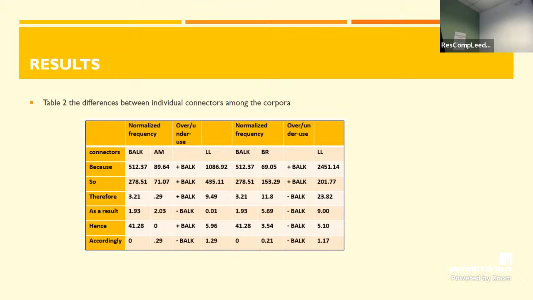And this is for the British and the Americans. They did not prefer to use other types of connectors. They mainly focused on "because". That's why we can say they overused it more than the native speakers.